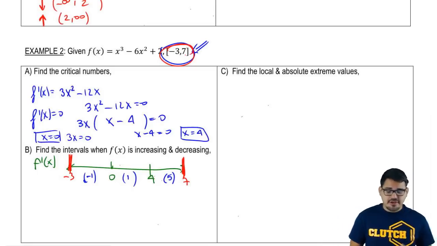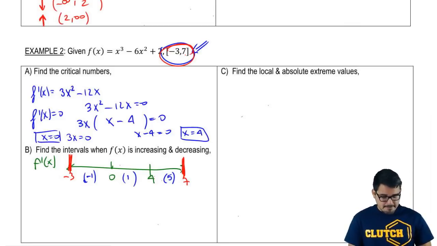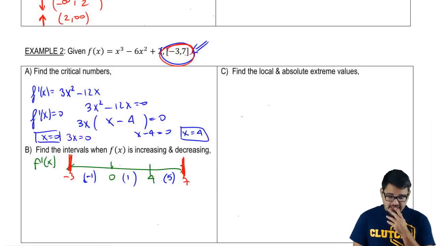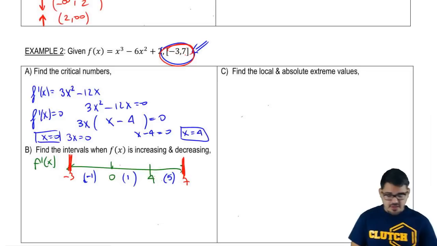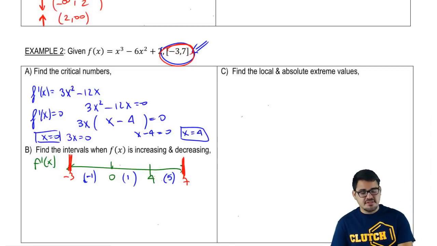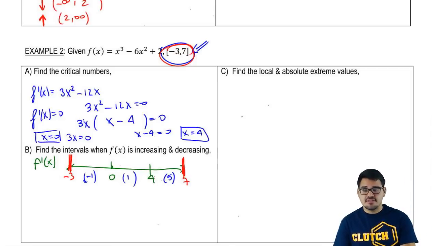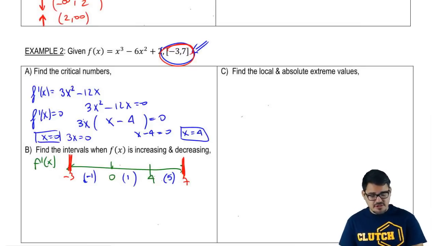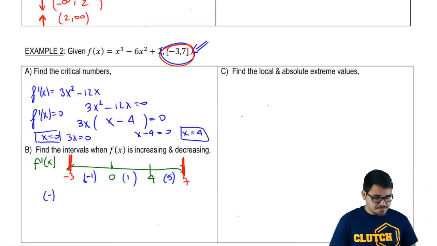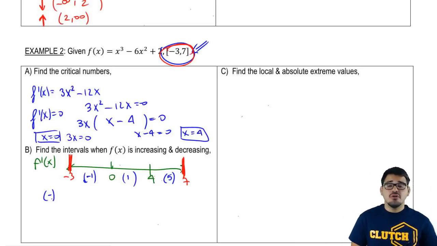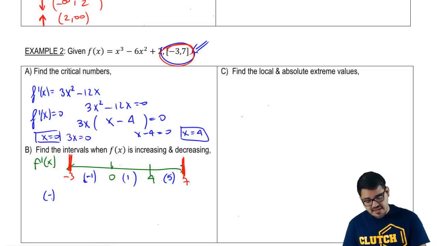So now let's plug in our numbers and see what we get. If we plug -1 into our derivative, here's a quick way of checking what happens. You can plug -1 into the whole thing, or you can use this quick way of checking, which I'm going to do in blue. If I plug -1 into 3x, what is that going to give me? That's going to give me a negative number. And if I plug -1 into x minus 4, what is that going to give me? That's also going to give me a negative number.